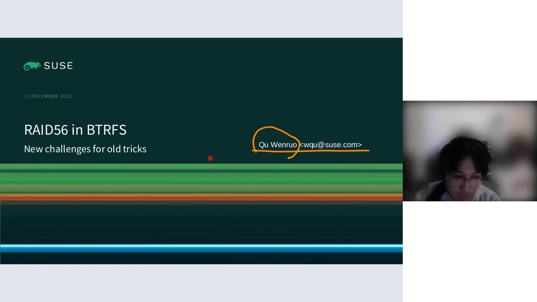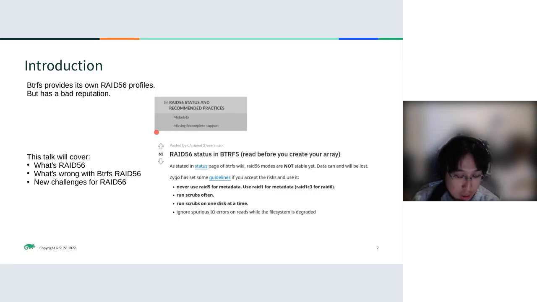So let's talk about the topic today. The topic is called RAID56 in Btrfs, and the subtitle is New Challenges for Older Tricks. First, let's talk about what this talk will cover. The first thing is Btrfs provides its own RAID56 profile, along with other profiles like RAID1, RAID0, RAID10, and even recently RAID1C3, RAID1C4. But compared to other profiles, RAID5 has a very bad reputation.